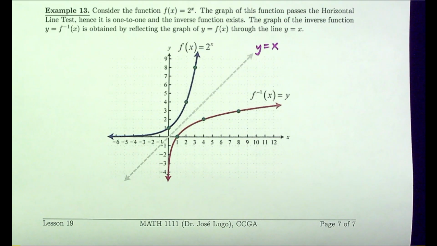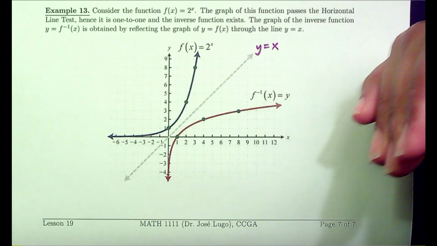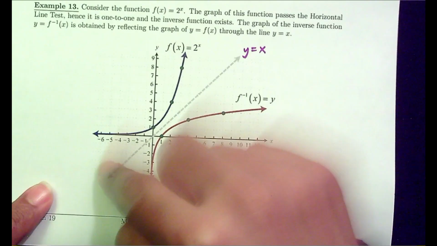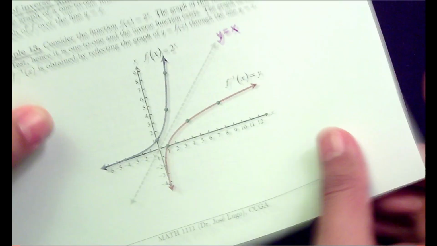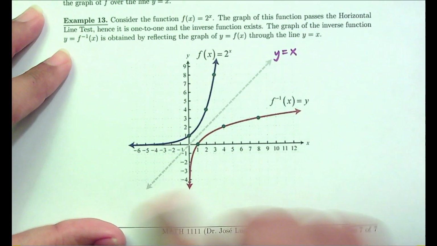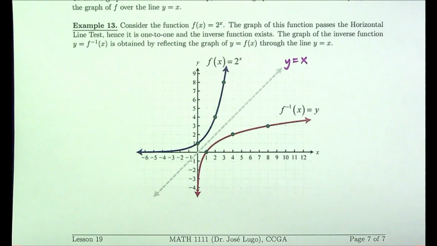And that is the relation between the graph of a function and the graph of its inverse function. The graphs are really the same, but one is a reflection of the other through this line. So just imagine that if I were to fold the paper through that dotted line, one graph would fall on top of the other. If you were to fold the paper through this line, one graph would line up with the other one.